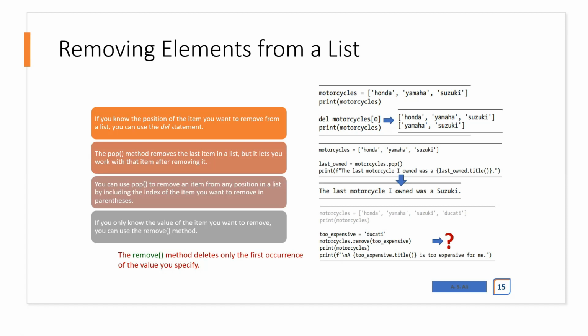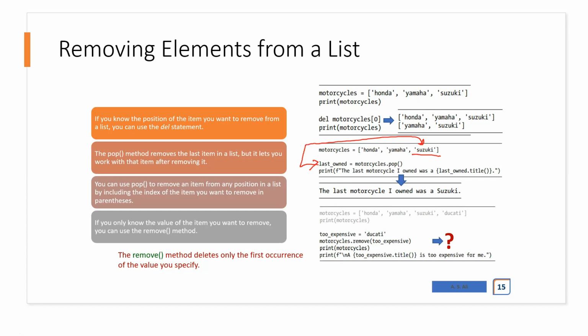But in the case of pop, Suzuki is the thing that we are removing, but we can also store it in a variable. So we have a variable here, we call it last owned, which is the last owned motorcycle, is motorcycle.pop. Now I know that Suzuki is the latest motorcycle which I added to my collection. So that is something you can do sometimes, the dot pop.